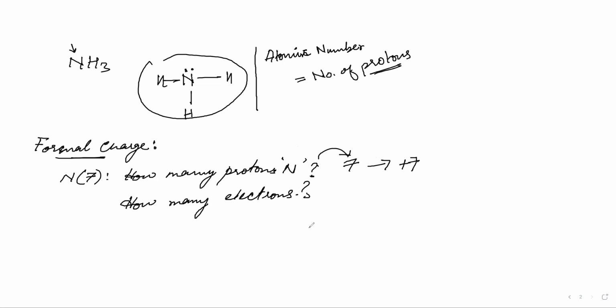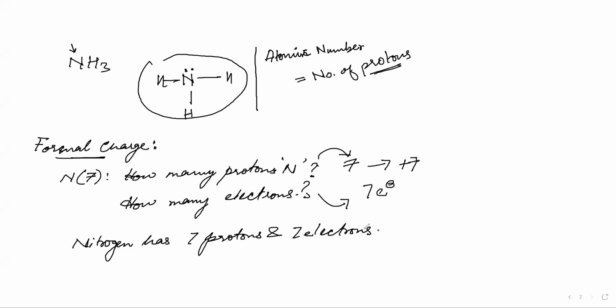correct? Yes, sir. Okay, now if I have to neutralize this plus 7, then I have to get how many electrons? Minus 7, like 7 electrons. Okay, so nitrogen has 7 protons and 7 electrons. Okay, cool. 7 protons and 7 electrons, and that is why it is neutral. Okay, so let us take this example of NH3.